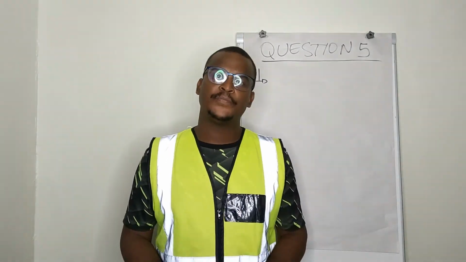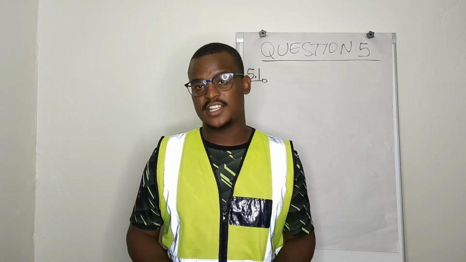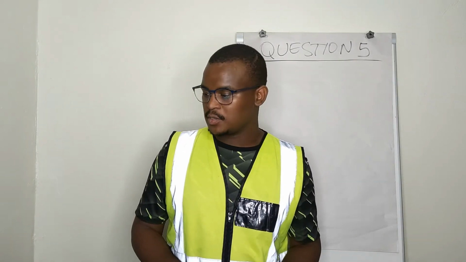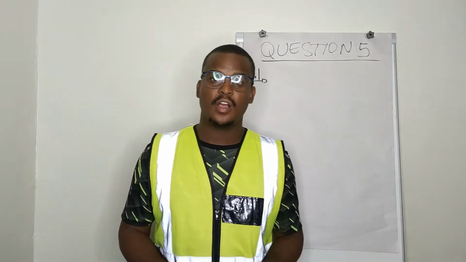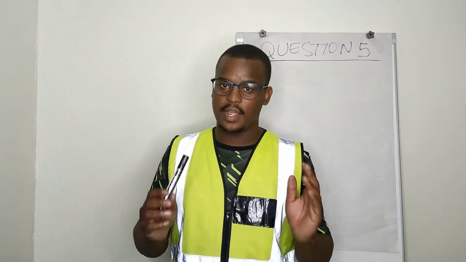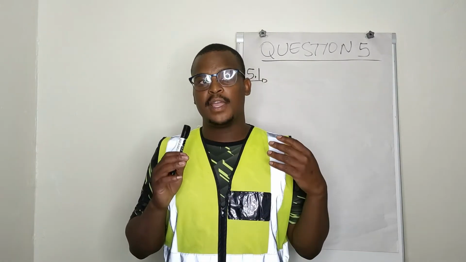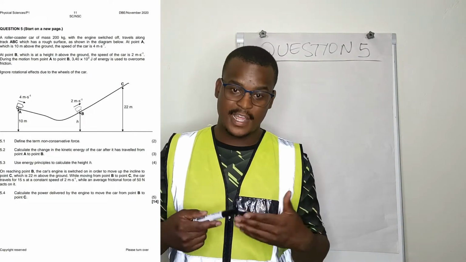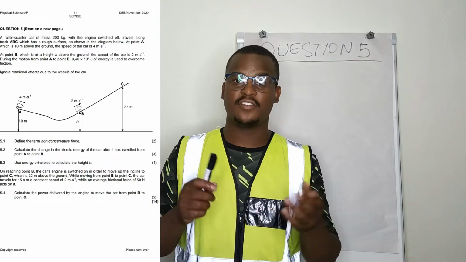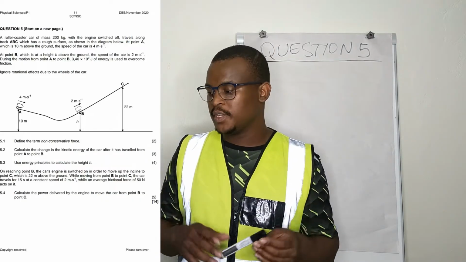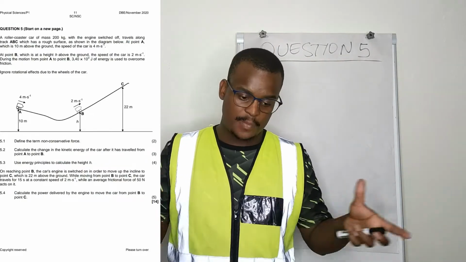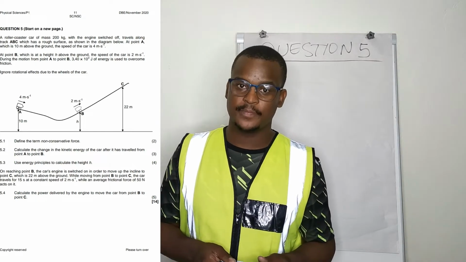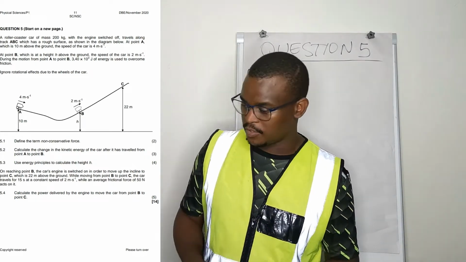So in this video, I'll be doing question 5 of the November 2020 question paper, Physical Sciences Paper 1. I'll do question 5, all of it, starting with question 5.1 up to 5.4. I'll also show the question paper on the screen as I'm reading it. I don't have a printed version, so I'll read from the laptop, but you'll be able to see it as I'm reading. So question 5 reads as follows.